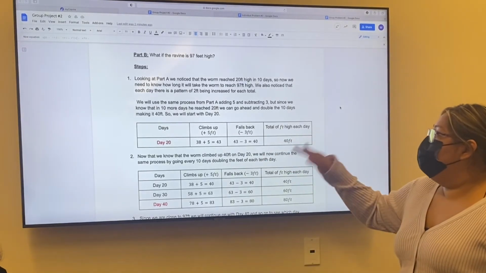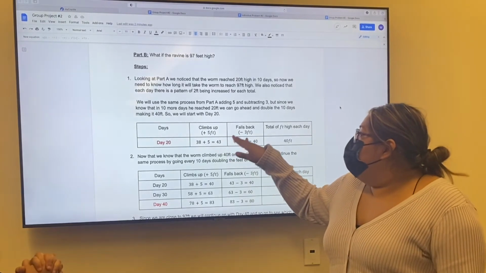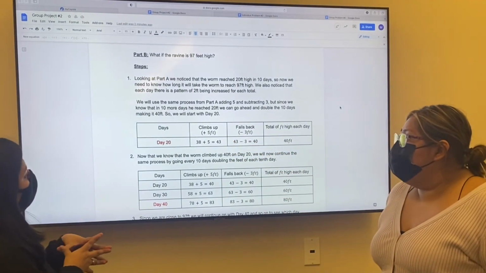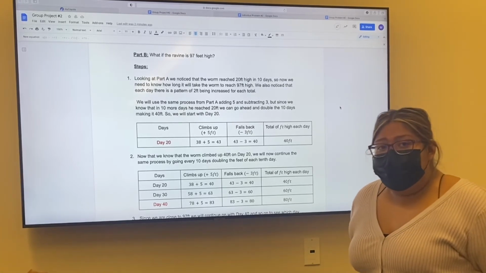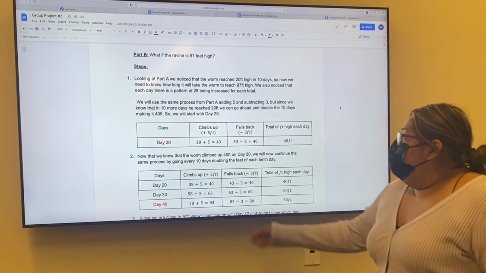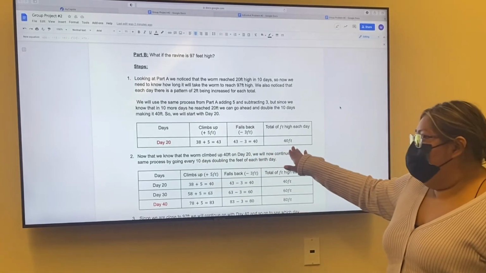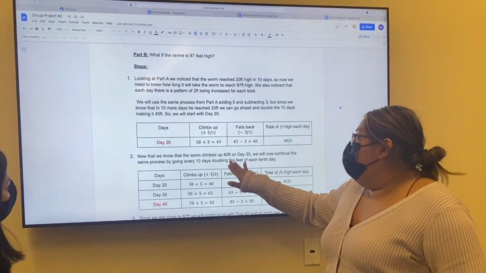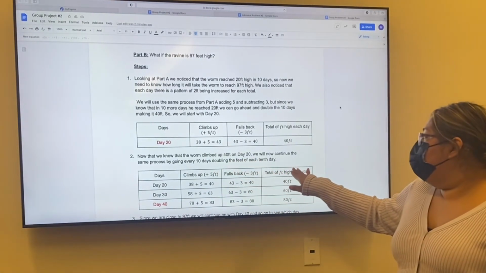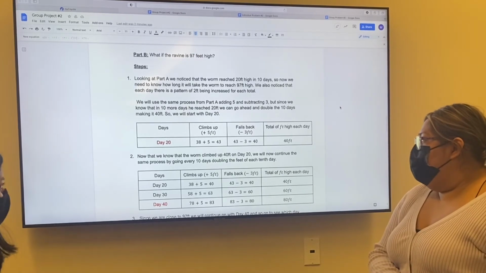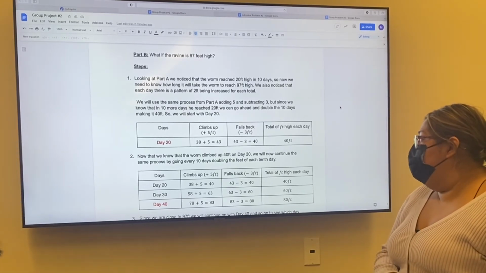But since we know that in 10 days he reaches 20 feet, we will go ahead and double the 10 days, making it 20. So we'll go ahead and start on day 20. As we can see, on day 20, we reached 40 feet. So now that we know that the worm climbed up 40 feet on day 20, we will continue the same process by doubling the feet of every 10th day.